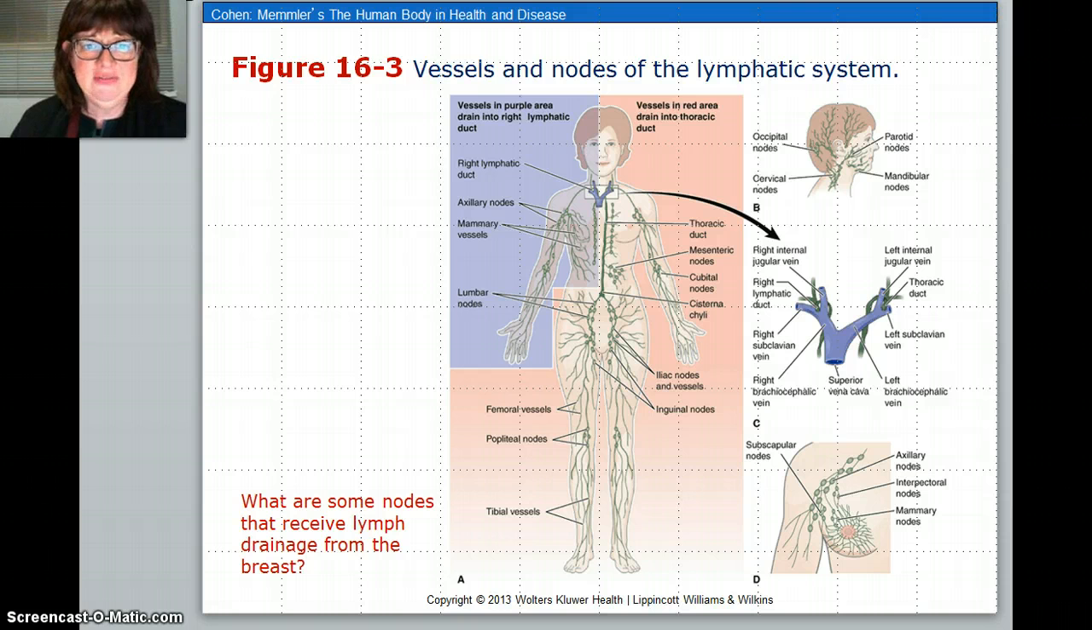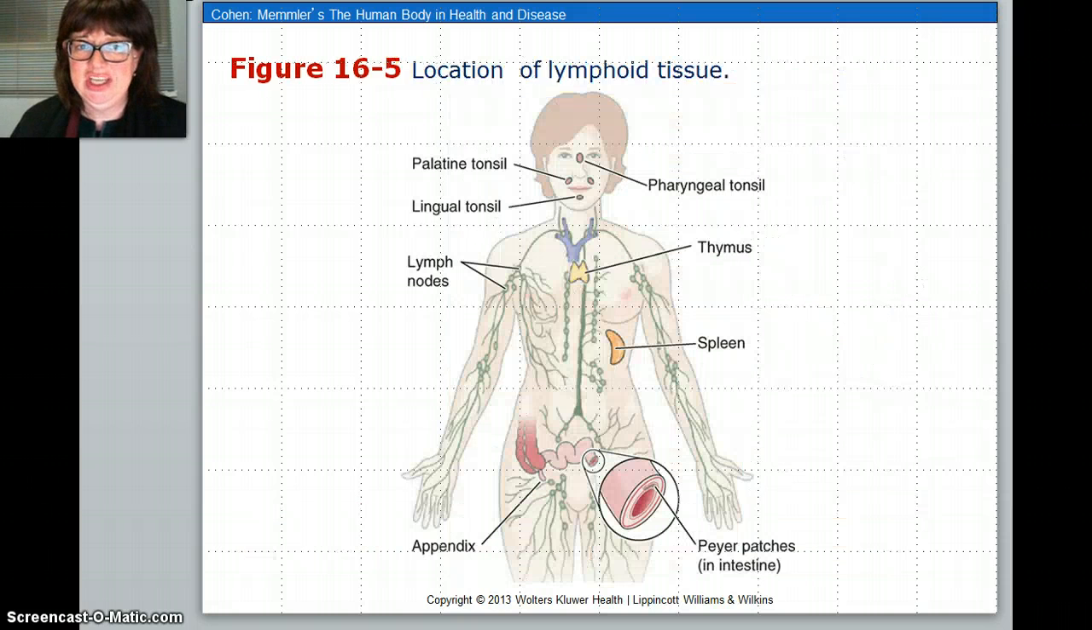Now, there are lymphatic tissues. They are circulated throughout the body, and they are specialized tissues. You have the tonsils, the lymph nodes. Notice the lymph nodes are in a couple places. The spleen, the thymus, and another interesting collection of lymph nodes, Peyer's patches.